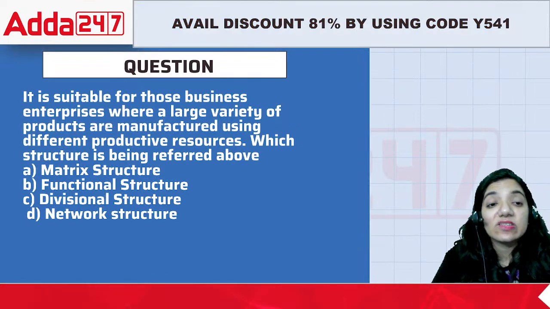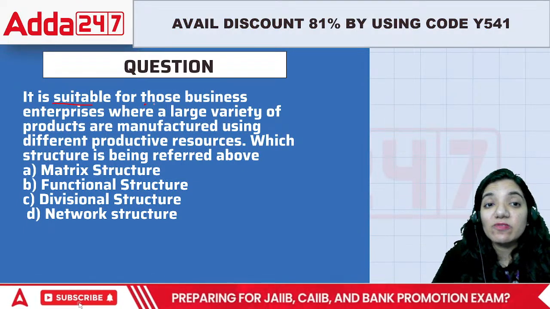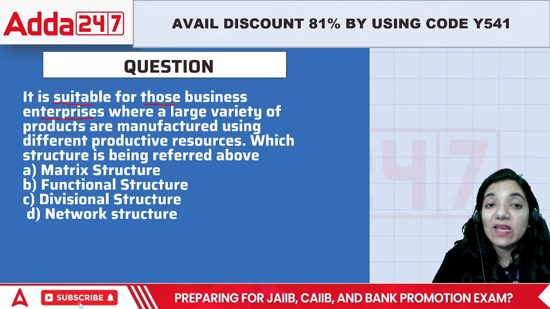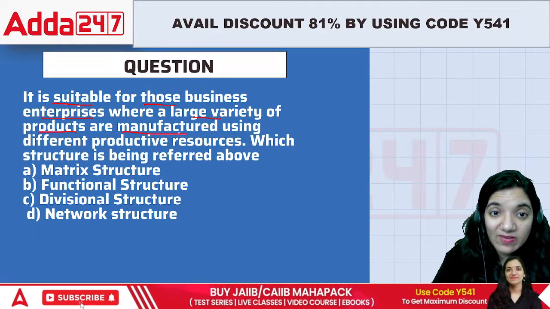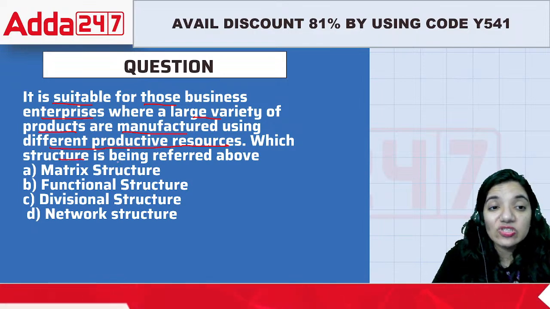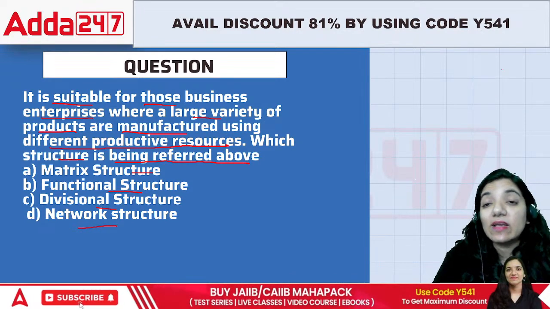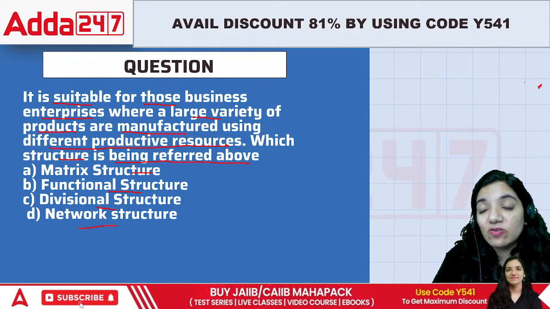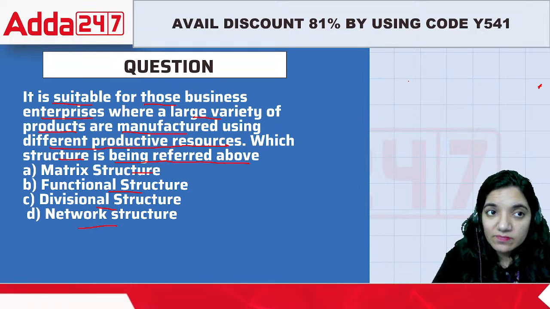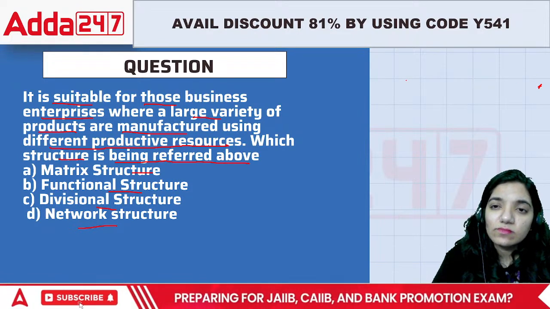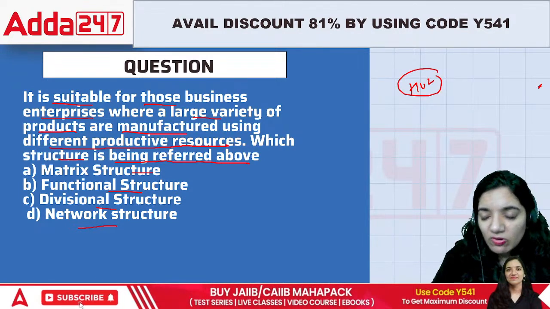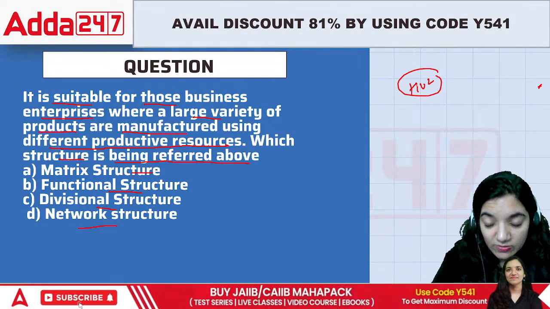Then next question. It is suitable for those business enterprises where large variety of products are manufactured using different productive resources. Which structure is being referred to? Matrix, functional, divisional, or network? Okay, let me give an example there. Let's talk about HUL only now. In terms of HUL, or I can say about Tata, the group altogether.